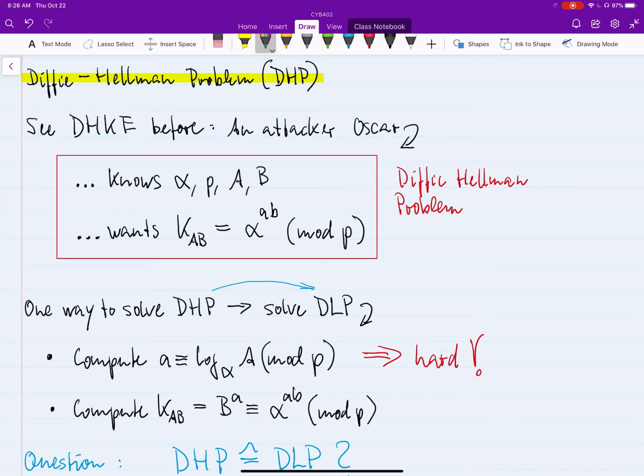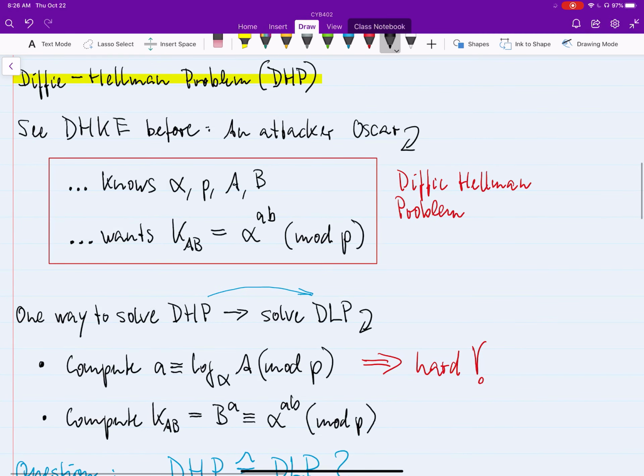Of course, the attacker would like to know the shared private key that both arrived at independently, which, as you know, is the key K_AB, congruent to alpha to the power of small a times small b, modulo p. So how can Oscar attack the system?